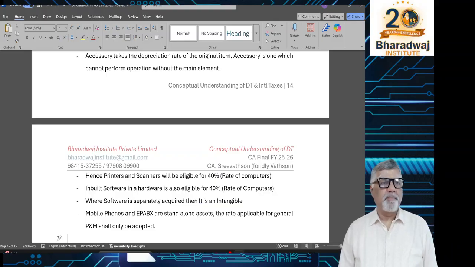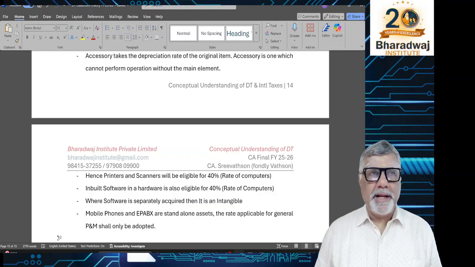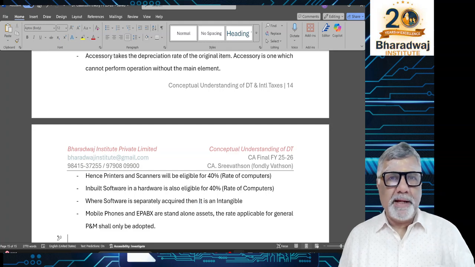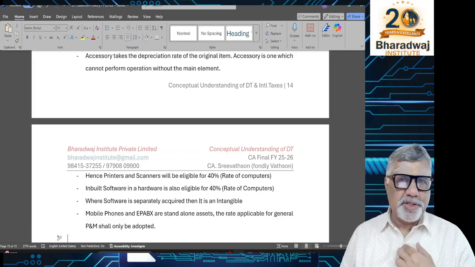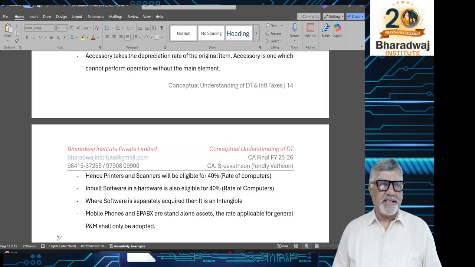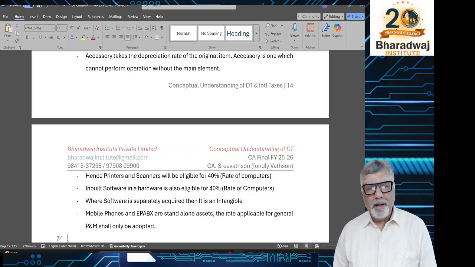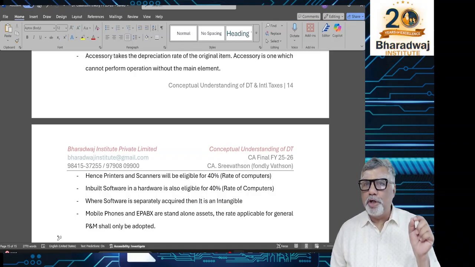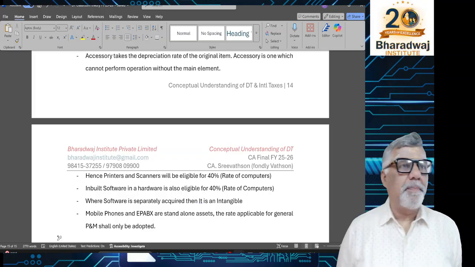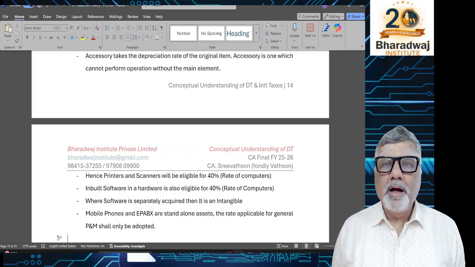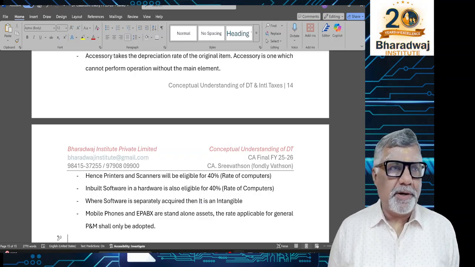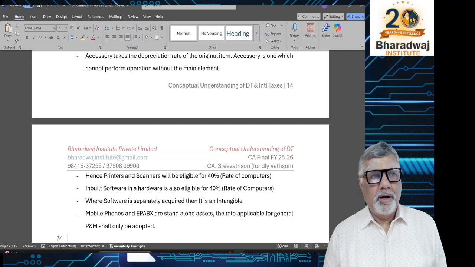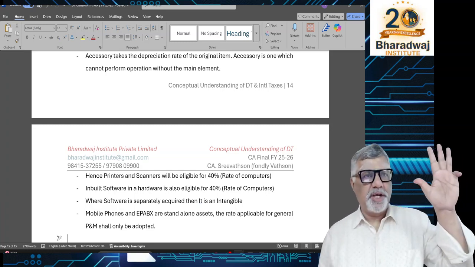Shall I move on, friends? Okay. So now we have completed the format: opening WDV, additions, deletions, depreciation, and the rates of depreciation. We have come up to the aspect called additional depreciation. This is apart from claiming the normal depreciation. There are four aspects of additional depreciation.